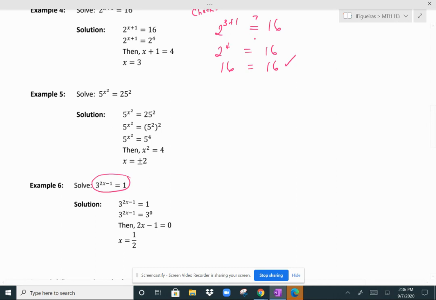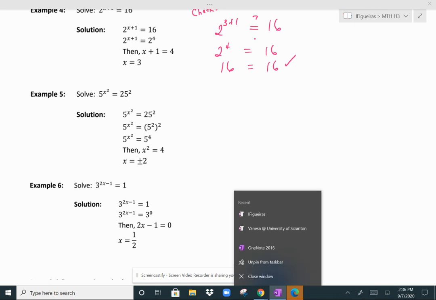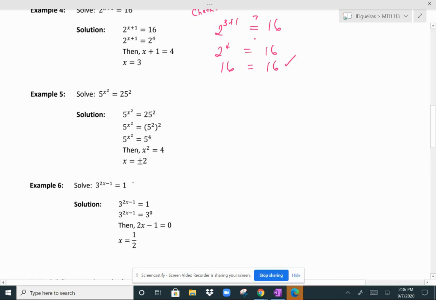So on the left side, I have a base of 3. On the right side, I have a base of 1. So I have to figure out how I can make them the same. I can rewrite the 1 as 3 to the 0 power, because remember, anything to the 0 power equals 1. And once I do that, my left and right side have the same base of 3.